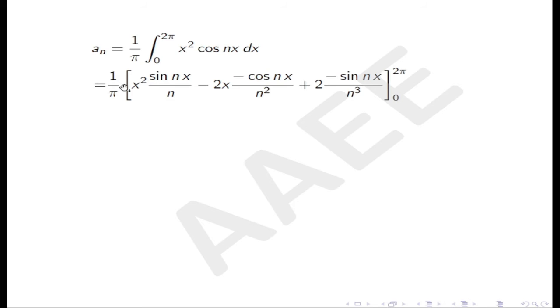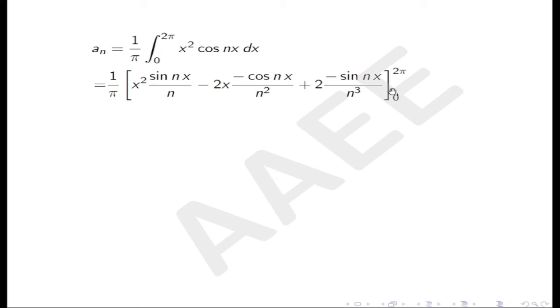So 1 upon pi, x square, integration of cos of nx is sin of nx upon n, minus 2x, that is the derivative of x square is 2x, and again the integration of sin of nx is minus cosine of nx upon n, and this n becomes n square, plus the derivative of u, that is the derivative of 2x is 2, and the integration of cosine of nx is sin of nx, so this term is minus sin of nx upon n, and this becomes n cube. Limits will be from 0 to 2 pi.